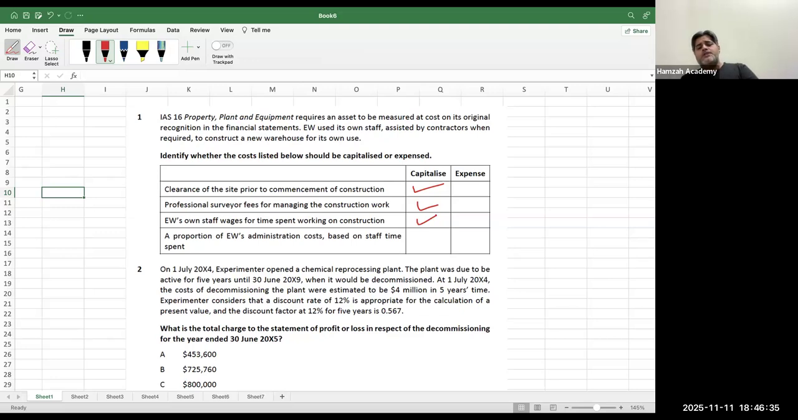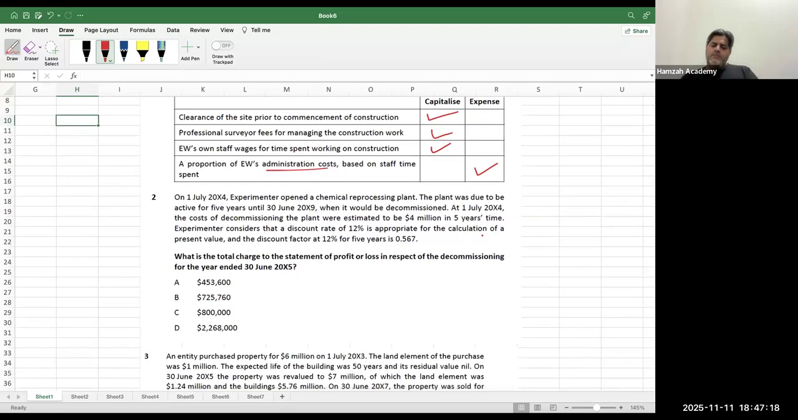A proportion of EW's administration cost based on the time spent. No, this administration cost is something that would have occurred no matter if the construction was being done or not, even on this project or not. That cost would have occurred in any case, so it is irrelevant over here. That is something which we are going to expense out, right? And the typical reason for this, which I have told you already, is that the administration cost is not going to be included, as these are not directly incurred as a result of carrying out the construction work. So that is why it's not going to be capitalized.